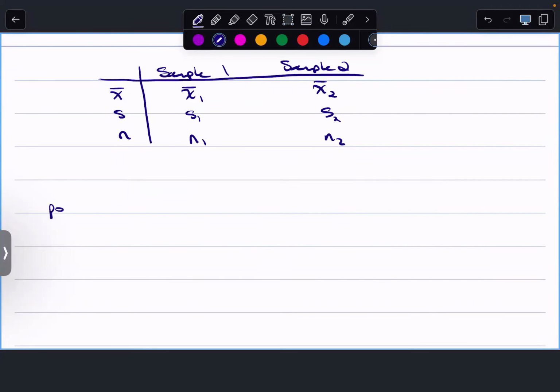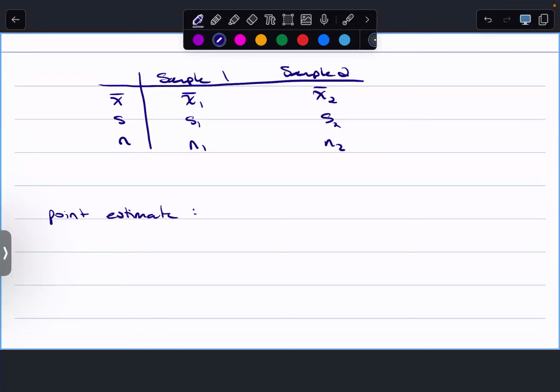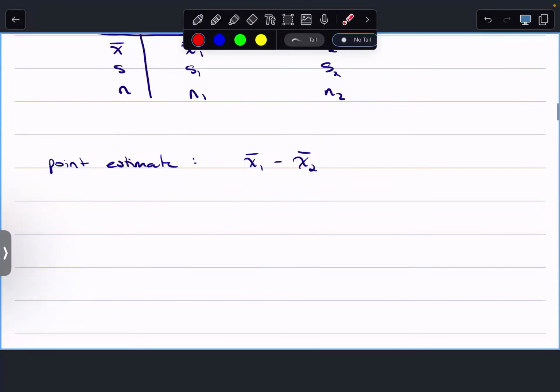Our point estimate is going to be X1 bar minus X2 bar. I guess I don't need brackets around it yet. This is a difference in the means, right? And that's what we said. We're going to analyze the difference in two means. Okay, so this is going to be our point estimate.